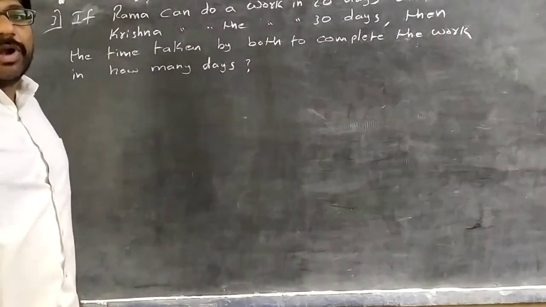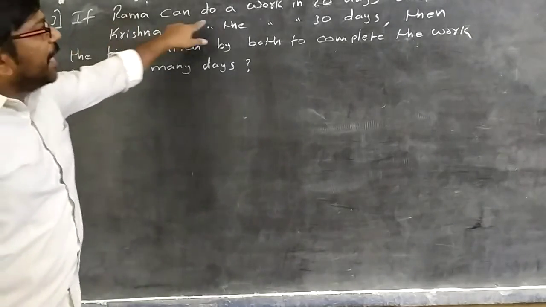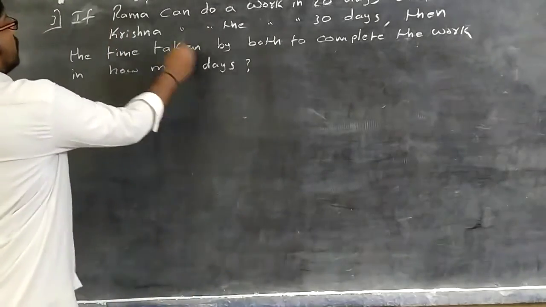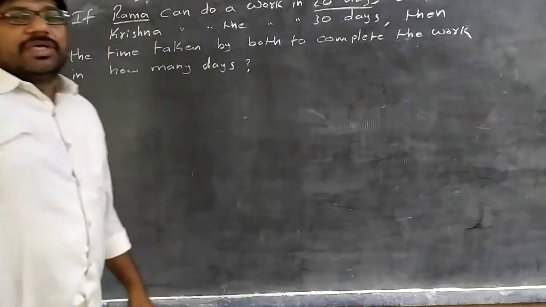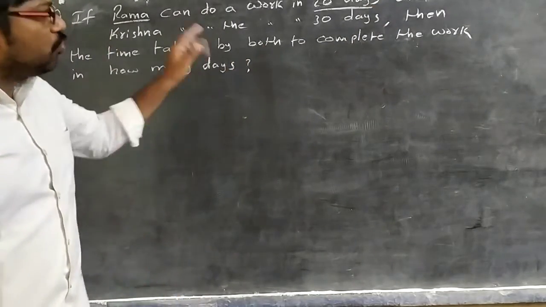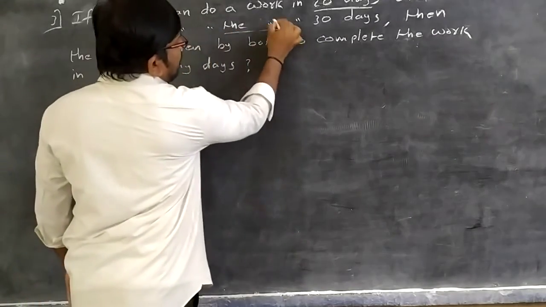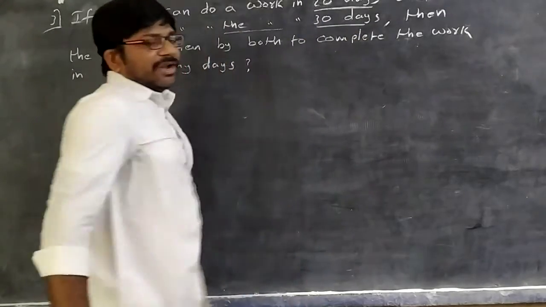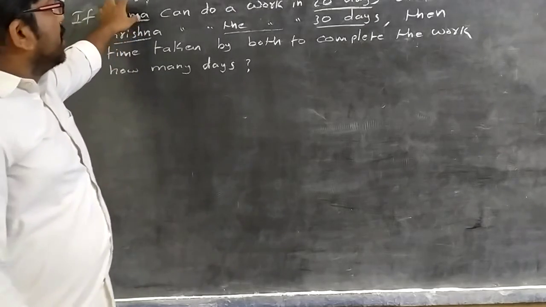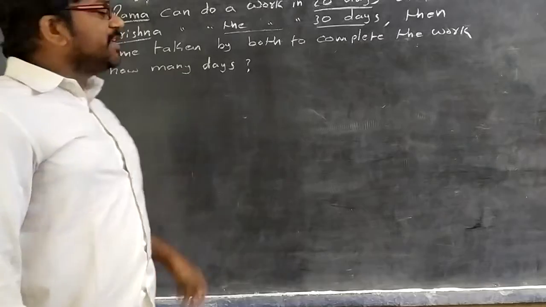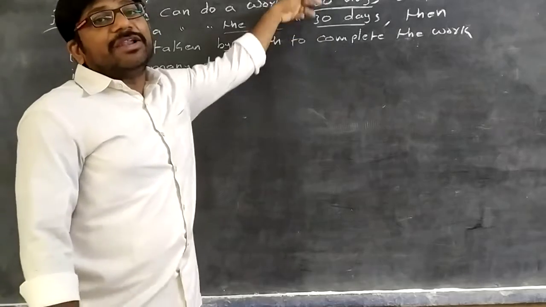Right, next we'll go for the third problem. It is based on time and work. Rama can do a piece of work in 20 days. So Rama alone can complete the work in 20 days. And Krishna can do the same work in 30 days. Here, whose capacity is greater? Rama's capacity is greater. Why? Because he can complete the work in 20 days, but Krishna takes 30 days. So his capacity is less than Rama's, right?